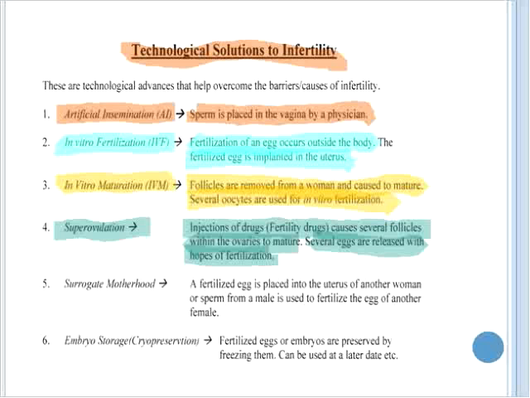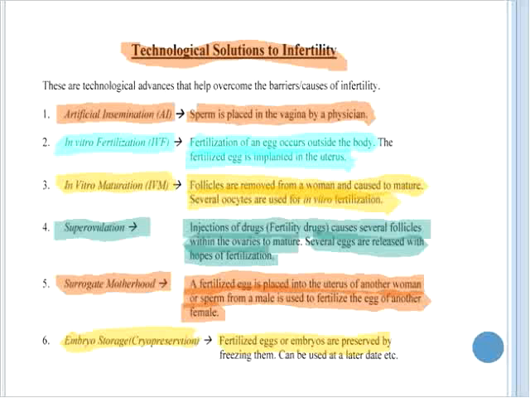Surrogate motherhood is another technology approach that can be used. Here, a fertilized egg is placed in the uterus of another woman, a donor, or sperm from a male is used to fertilize the egg of another female. And there's also embryo storage, cryopreservation. Here, fertilized eggs are preserved through freezing, where they can be used at a later date.